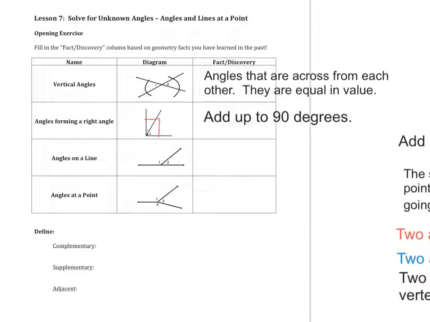The next one, angles on a line. In this case we have these two angles here. We do know that these two add up to 180, so what I want you to write in the box there is that they add up to 180 degrees.